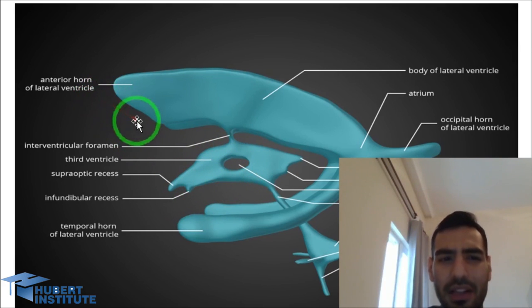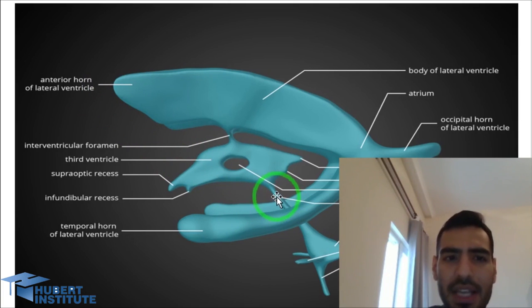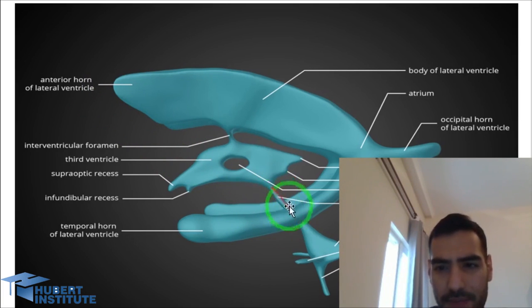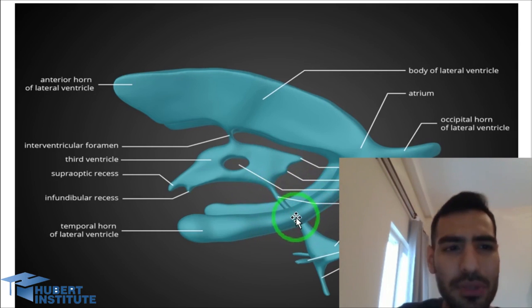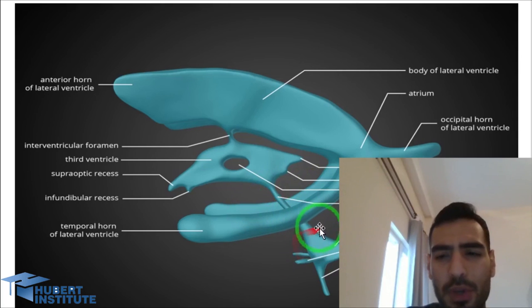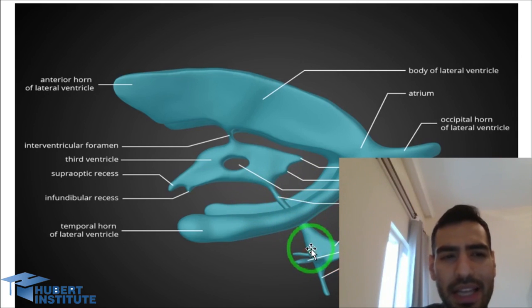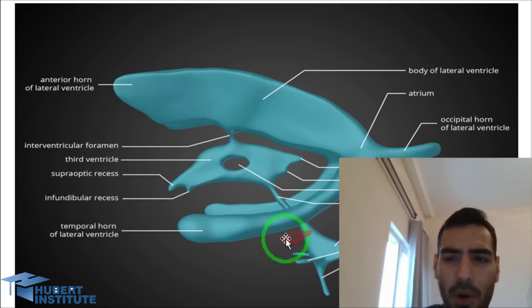The third ventricle communicates with the fourth ventricle via the cerebral aqueduct, or the other name is aqueduct of Sylvius, which courses through the midbrain. So here we have midbrain. And the last ventricle is the fourth ventricle, which is surrounded anteriorly by pons and medulla and posteriorly by cerebellum.